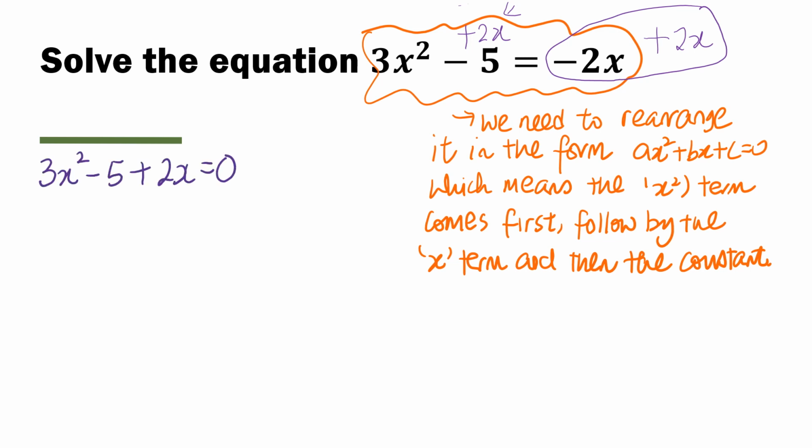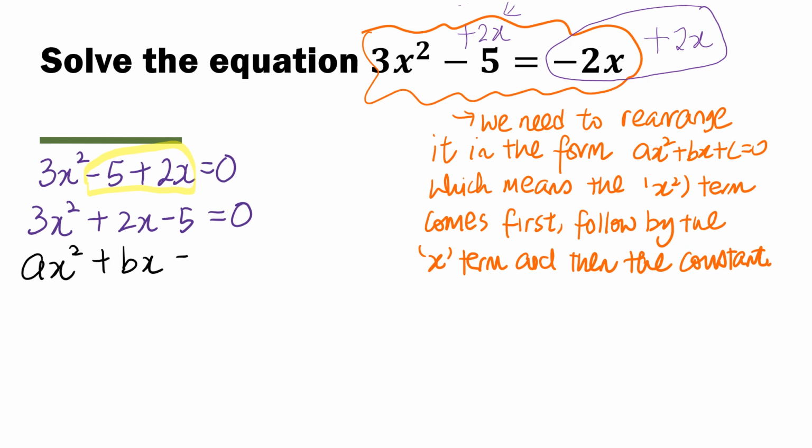If you look at it again carefully, your x squared term is the first term. That's very good. But your second term has to be the x term, then the last term is the constant. Can you see that these two terms are not in order? So we need to rearrange it. That means we need to put positive 2x first, and then the negative 5 behind. Let's check. Yes, finally it's correct. We have the x squared term first, followed by the x term, followed by a constant. So basically it's just a rearrangement.